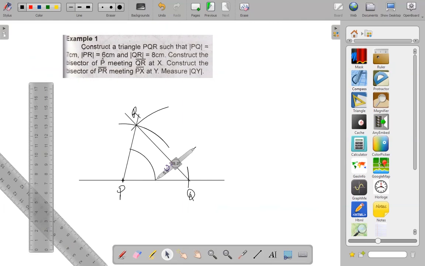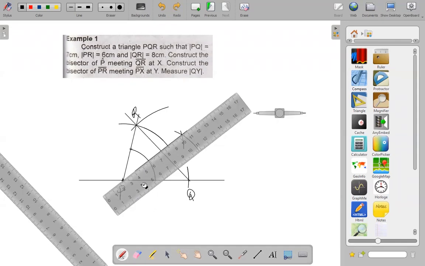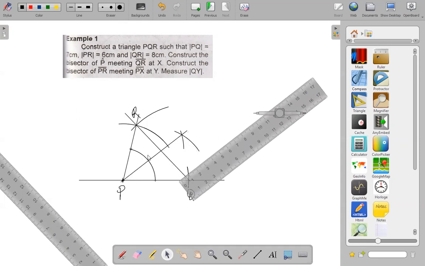So let's start from down here so that the arcs can easily cut each other. So now make an arc, then take the steel point to the other side, right where the arc meets the line. The steel point should be there. You place it there, and then cut the previous arc. So we're going to cut this arc right now. Cut it. The point of intersection of these two arcs, we then join to angle P. Okay, that is the bisection of this angle P.